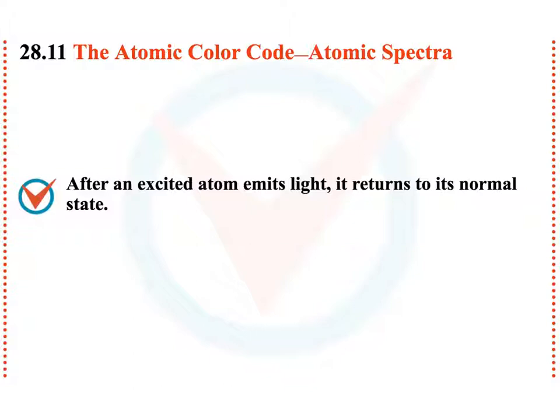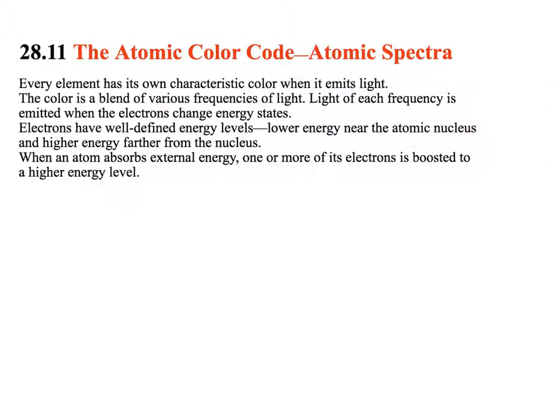After an excited atom emits light, it returns to its normal state. Every element has its own characteristic color when it emits light. The color is a blend of various frequencies of light. Light of each frequency is emitted when the electrons change energy states. Electrons have well-defined energy levels, low energy levels near the atomic nucleus, and higher energy farther from the nucleus. When an atom absorbs external energy, one or more of these electrons is boosted to the higher energy level.